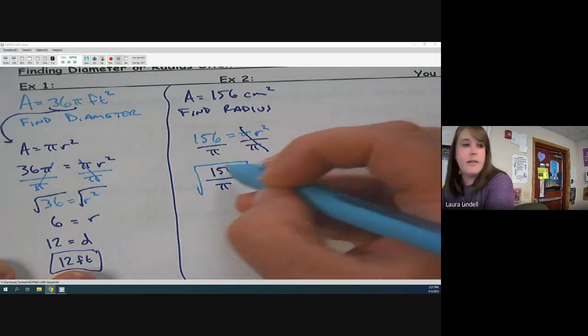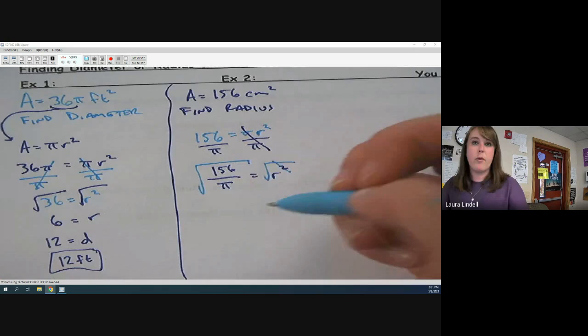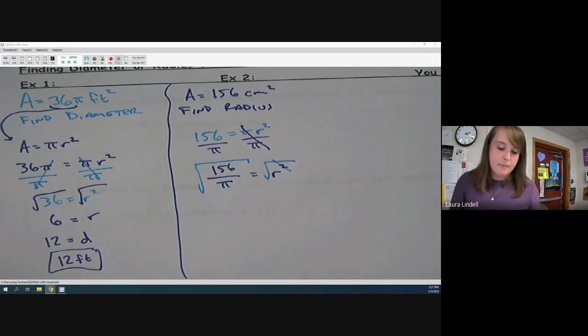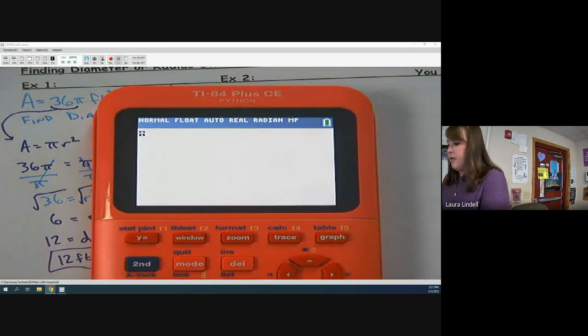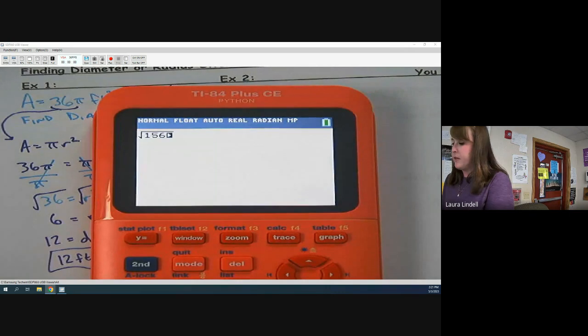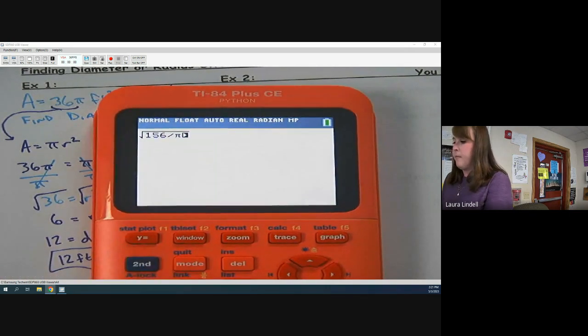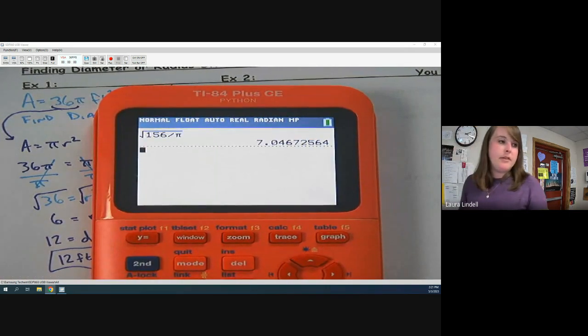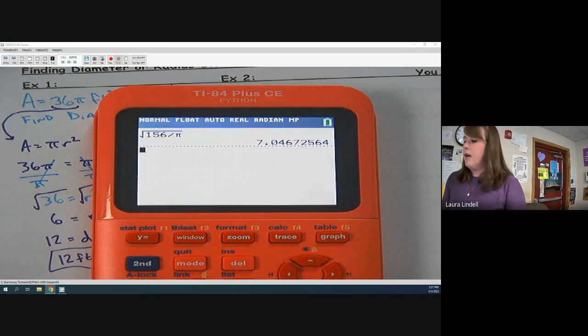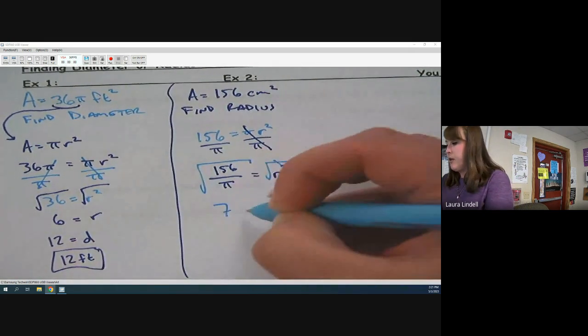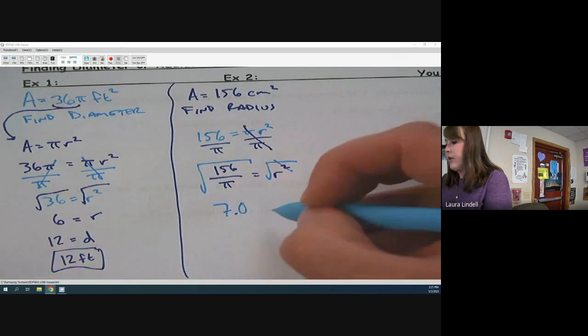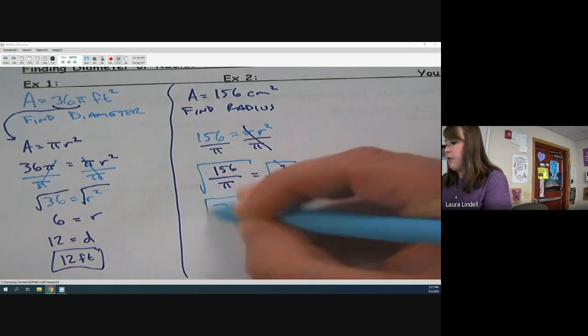And then this is something that I can type into my calculator, the square root of 156 divided by pi. So let's do that. Calculator, second button, square root 156 divided by pi. We get 7.046. So if I was rounding to the nearest tenth, because this will be my final answer, we get approximately 7.0 or just 7 centimeters for our radius.